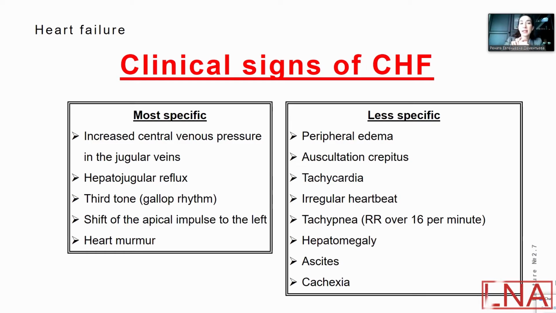Less specific clinical signs. Peripheral edema can be caused by another reason, but is associated with heart failure. Auscultation crepitus, tachycardia, irregular heartbeat can be caused firstly by arrhythmias. Tachypnea, respiratory rate more than 16 per minute. Hepatomegaly can be caused by hepatitis. Developing ascites can be caused by protein insufficiency and cachexia.